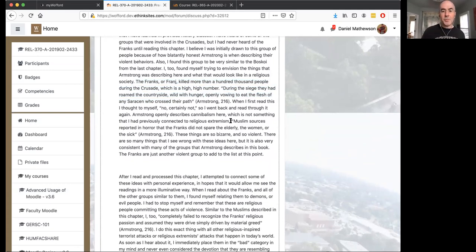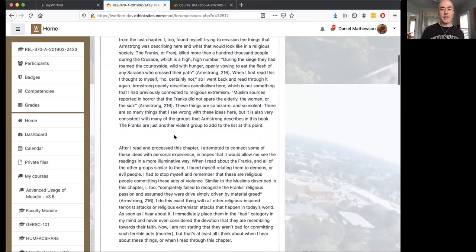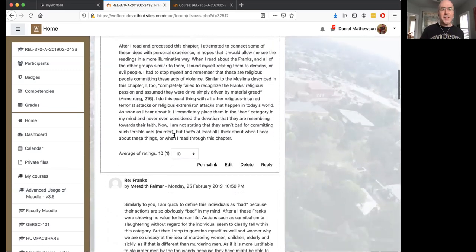She quotes the Muslim reaction to the Franks. And she says, these things are so bizarre and so violent. There's so many things that I see wrong with these ideas, but it is also very consistent with many of the groups that Armstrong describes in this book. This is the part that I find really interesting. She says, after I read and processed this chapter, so she's not just reading on a cursory level, she's reading, rereading, and then reflecting back on it.